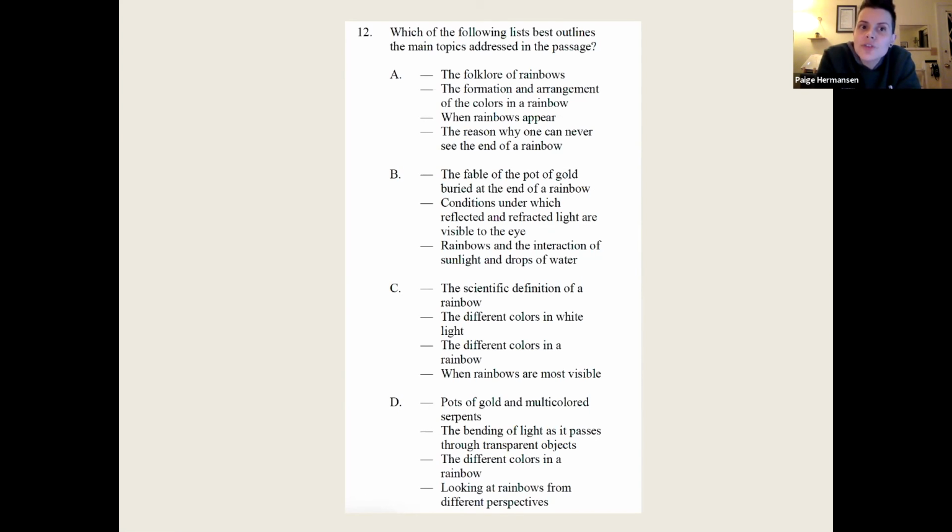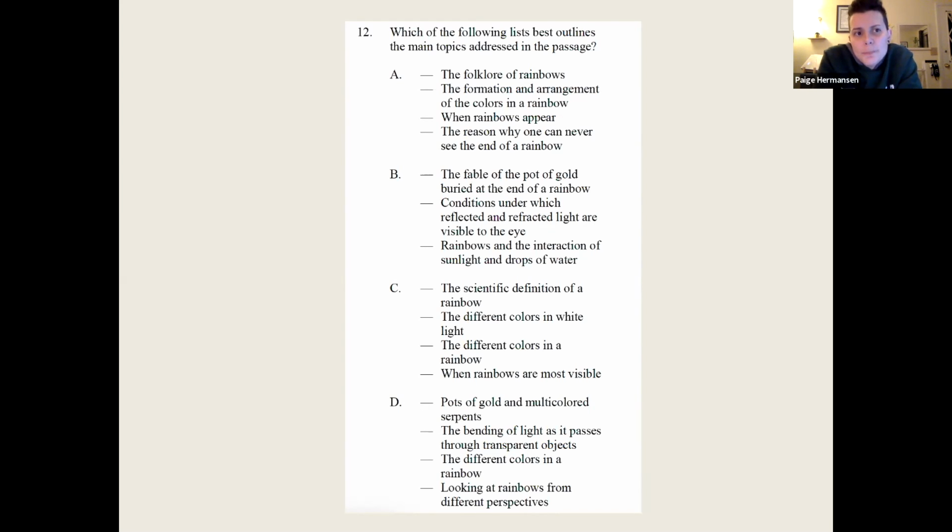So here we just want to make sure that we understand the main topic addressed in the passage. The main topic should somehow connect to the main idea, right? And just looking at these answer options, the pots of gold and multicolored serpents are not main topics in this passage. They just aren't, right? The fable of the pot of gold is not a main topic. Even looking at some of these other ones, the different colors in a rainbow, that's important, but the formation and arrangement is a better way of expressing it as far as a main idea in the passage, right?